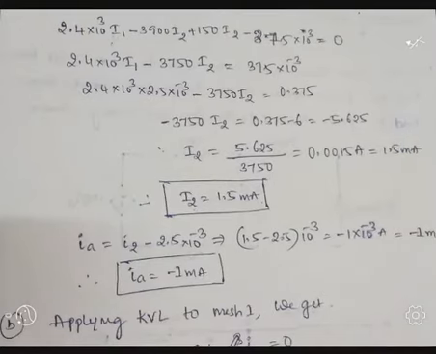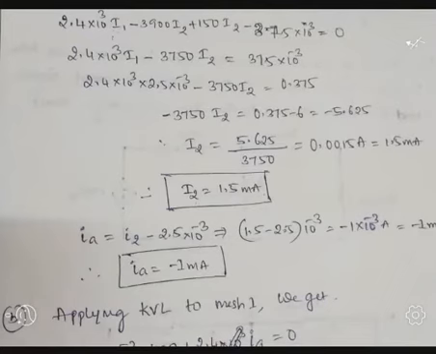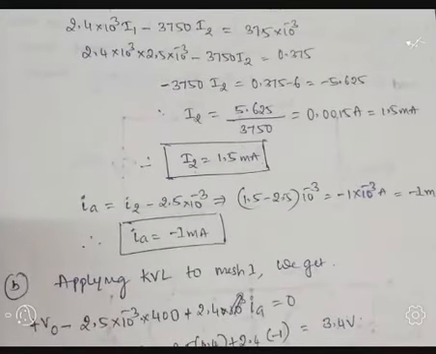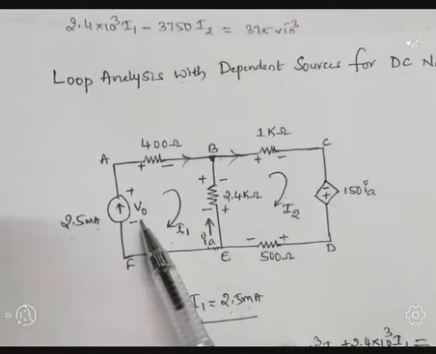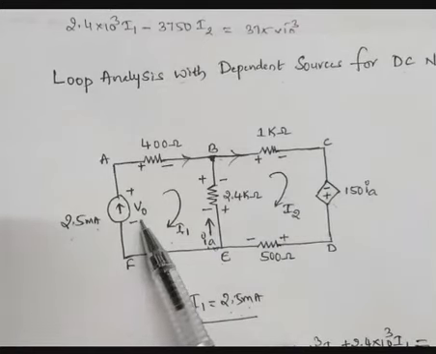Yes. So we calculated the value of current I2 and we calculated current IA. So both the parameters are calculated. But we have to calculate the power delivered by the independent source, that is 2.5 milliamperes, and the power delivered by the dependent source 150 IA. So these two things we have to calculate. Observe the network. Power P equal to V into I. Am I correct? The equation for power is power equal to V into I.